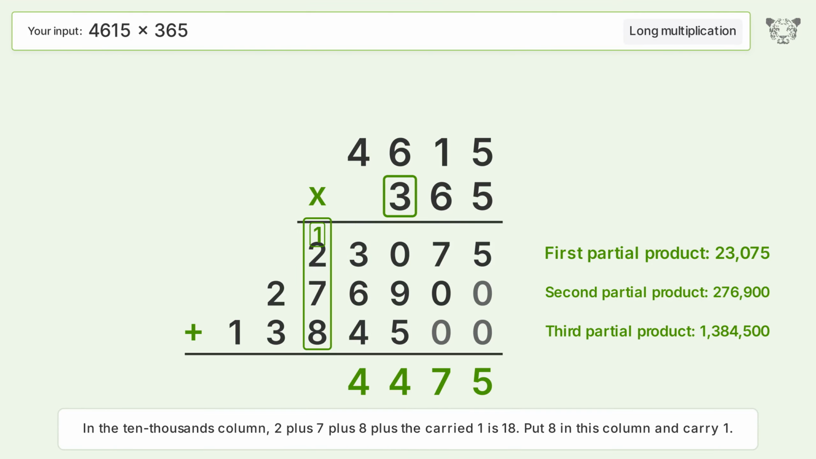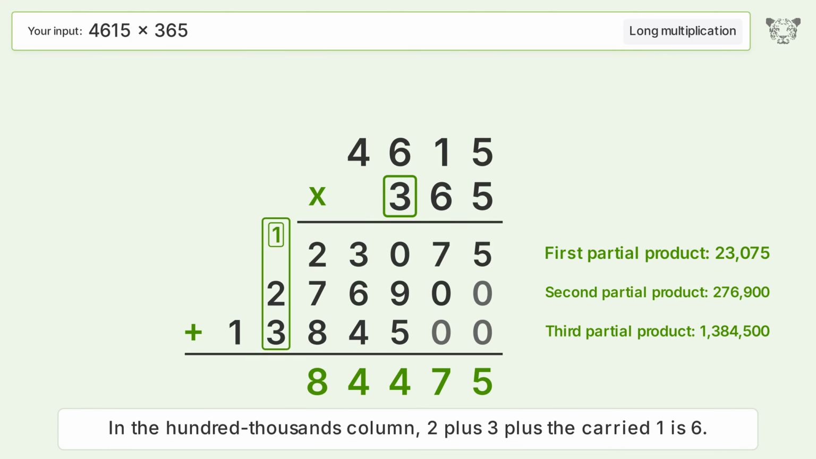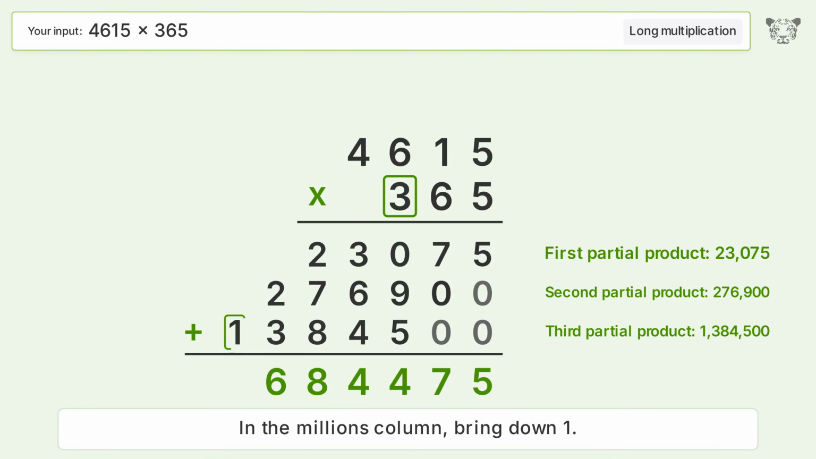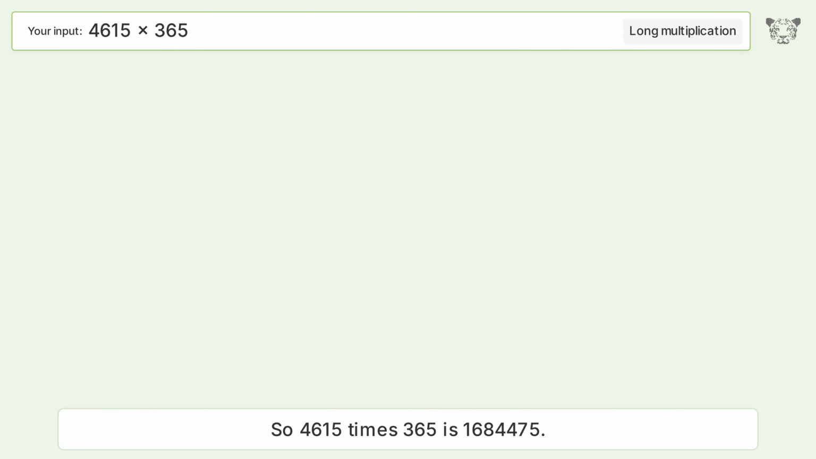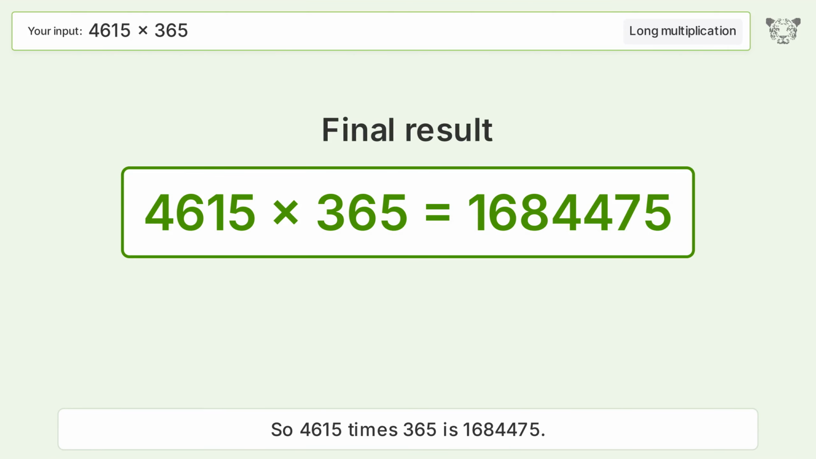In the ten thousands column, 2 plus 7 plus 8 plus the carried 1 is 18. Put 8 in this column and carry 1. In the hundred thousands column, 2 plus 3 plus the carried 1 is 6. In the millions column, bring down 1. The whole number product is 1,684,475. So 4,615 times 365 is 1,684,475.